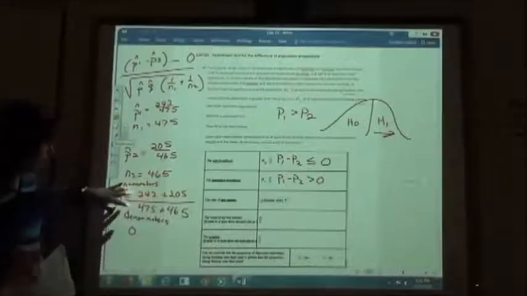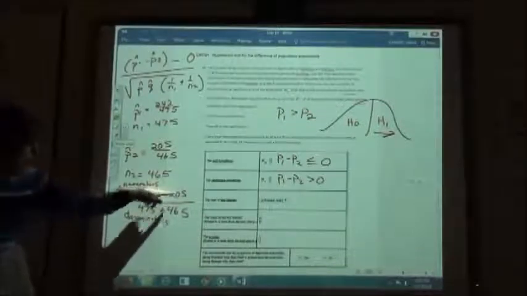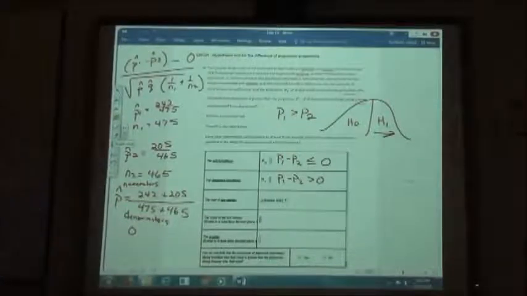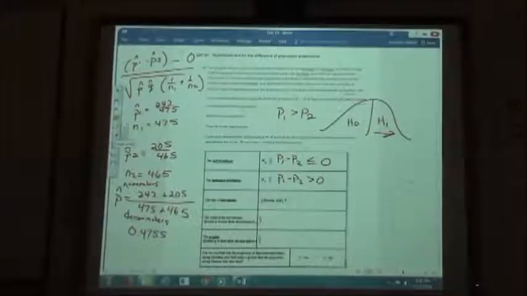Make sure you do it on the calculator. You're going to have this on top, then highlight it and divide it by the bottom. The whole thing has to be on the bottom. So 242 plus 205, then highlight that whole thing, divided by 475 plus 465. Yep, that's the right number: 0.4755, rounding that off.